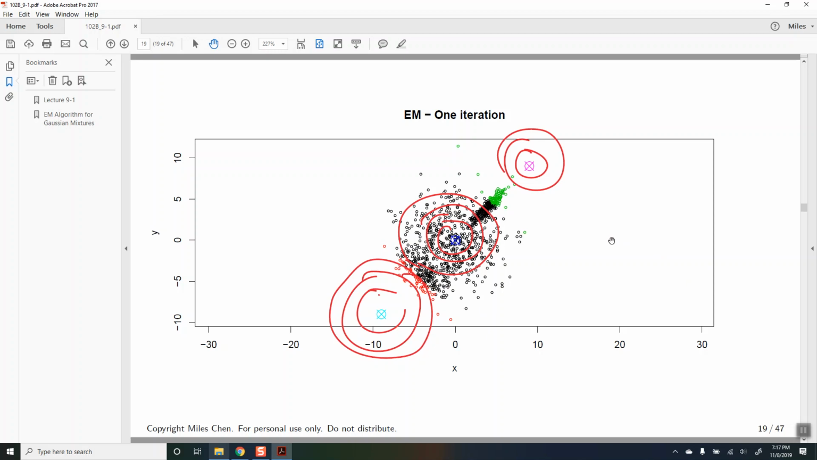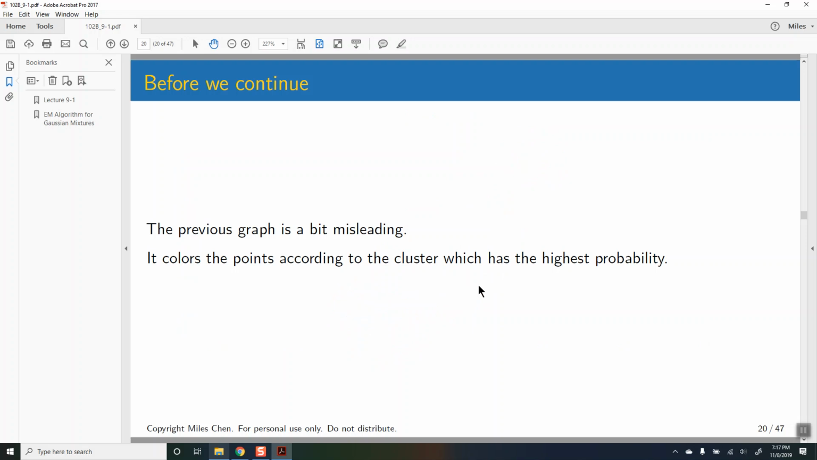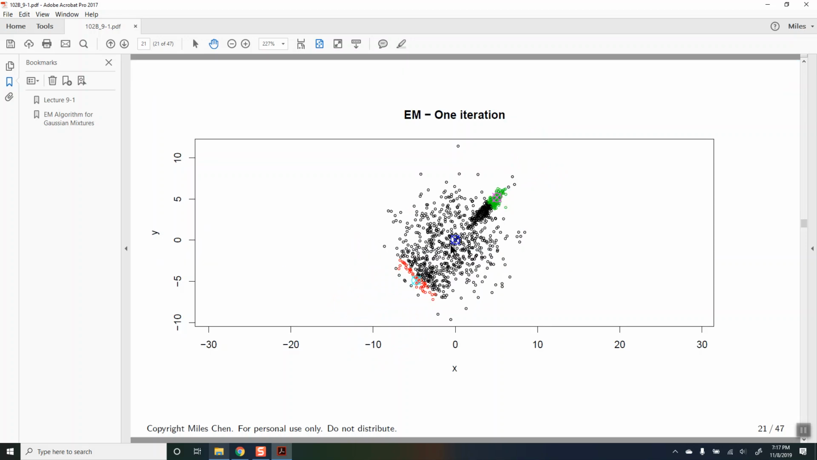So again, none of these points are truly assigned to here. These are like 51% this one and 49% the center, and these ones over here are 51% here and 49% to that one. But based on all of those probabilistic assignments, we recalculate. Again, this is misleading. We recalculate where the means are. These are the weighted means and the weighted variances of these things.